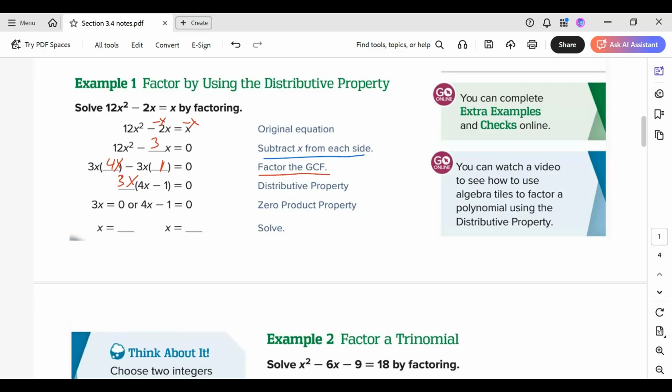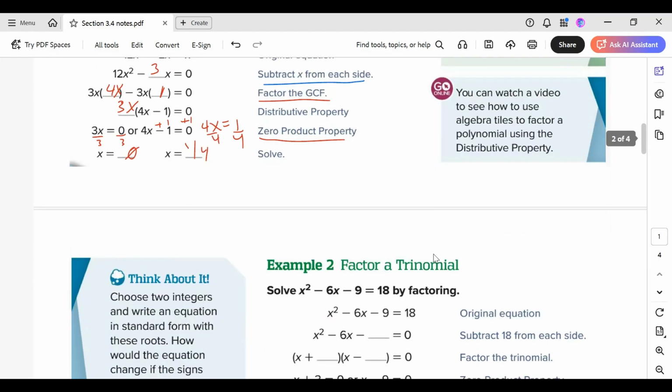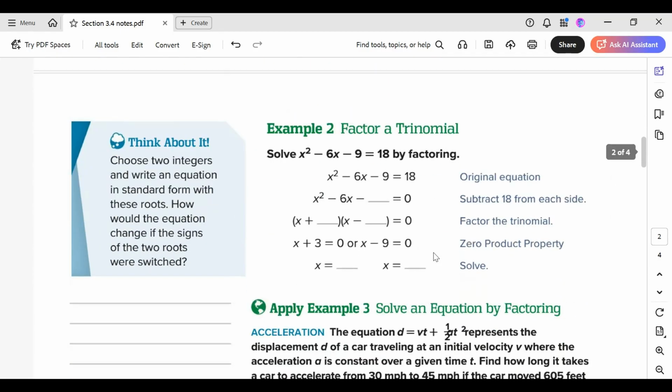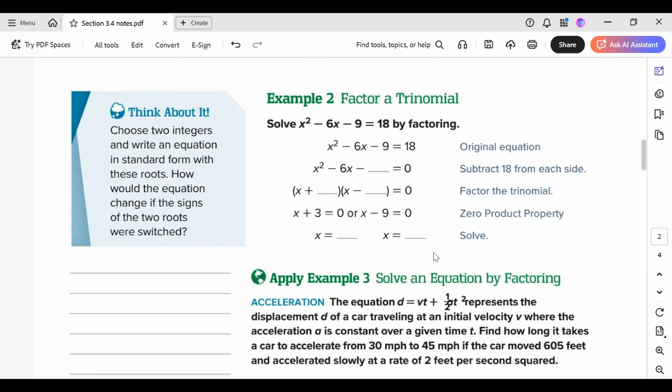Once you're at this point, you're going to use the zero product property, which means you're setting each piece equal to 0. So we did 3x equal to 0 or 4x minus 1 equal to 0. We divide the first one by 3, and 0 divided by 3 still leaves us with 0. We need to add 1 over first, so we become 4x equals 1, and then divide by 4, so x is 1/4.